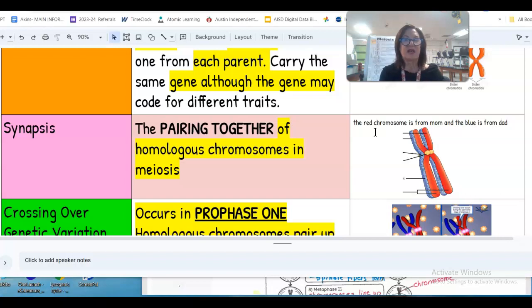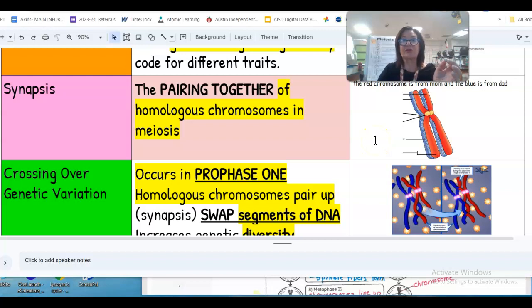Synapses is the pairing together of homologous chromosomes in meiosis. So what this means is I have this chromosome from mom and this chromosome from dad, and they're going to come together like this. And that's called synapses. And then what happens after that is our next vocabulary word, which is crossover. So while they snap together, some parts of the chromosome from dad are going to swap with the chromosomes from mom.